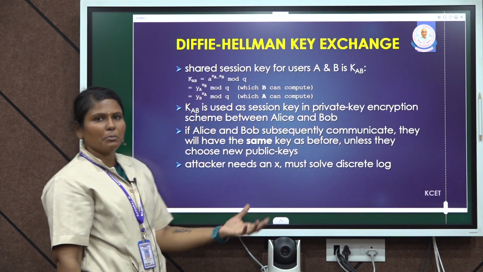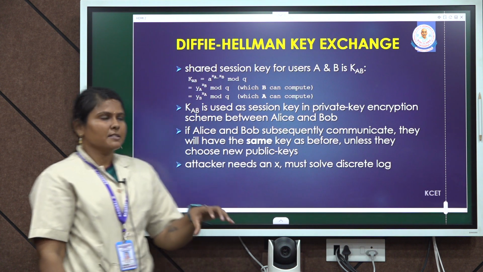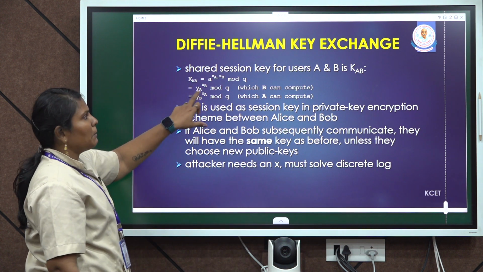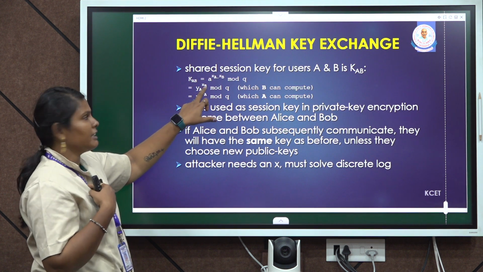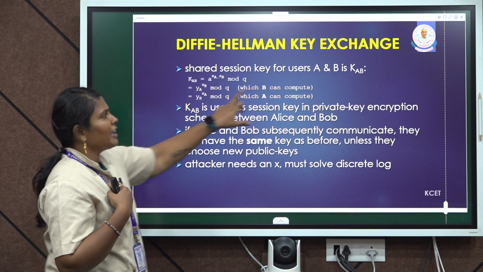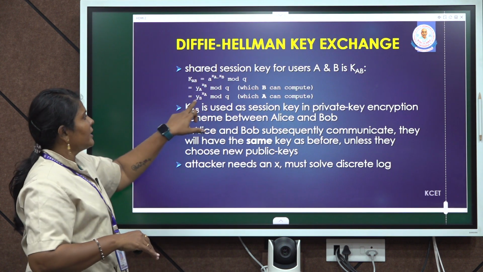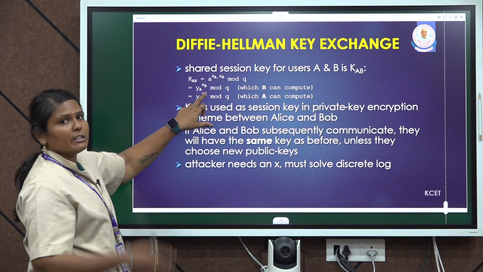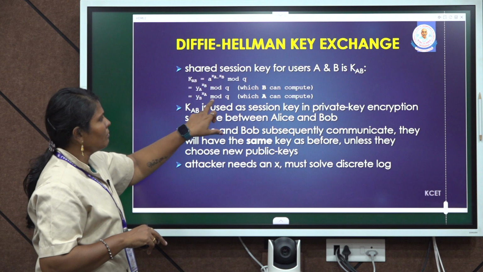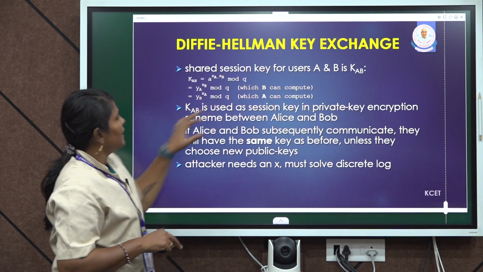Since it is a public key crypto system, the public keys will be known by all the users in the current system. So I take the public key of A and combine it with my private key, that is XB mod Q, and I get one value. Likewise, A also computes the same: YB, the public key of receiver B, to the power of my private key XA mod q, and computes one value. These two values must be the same.